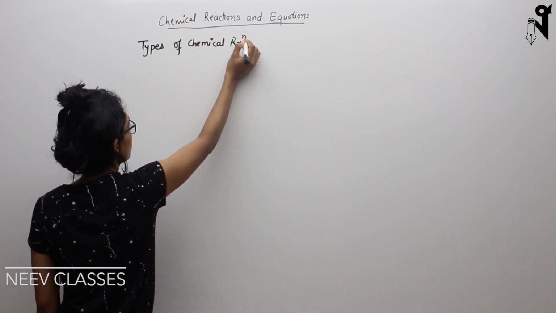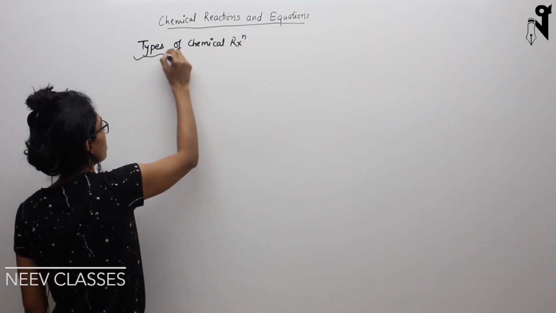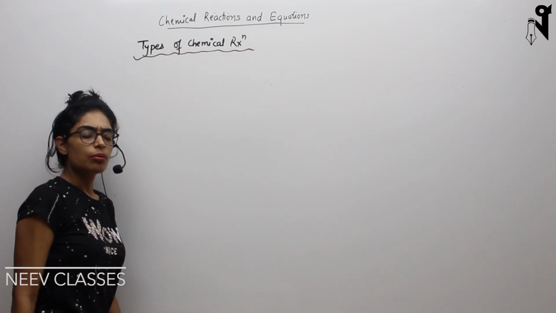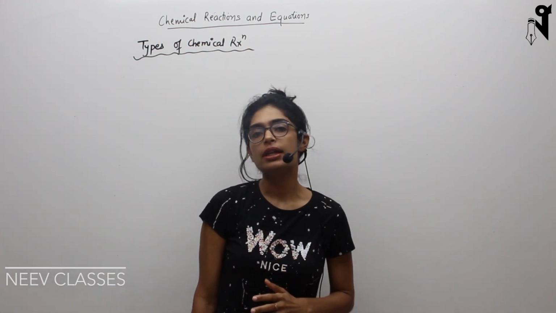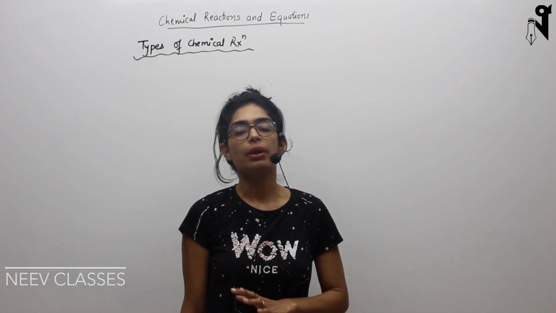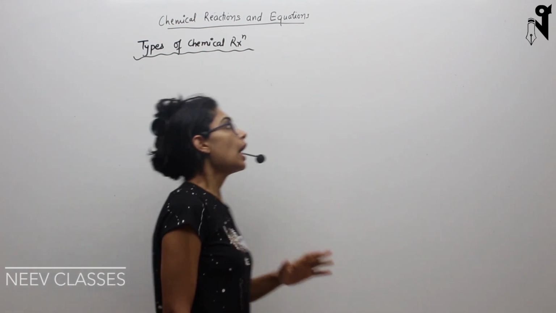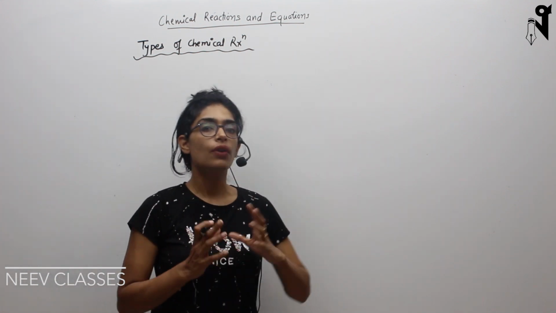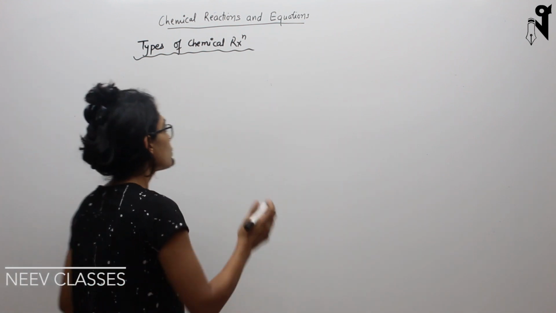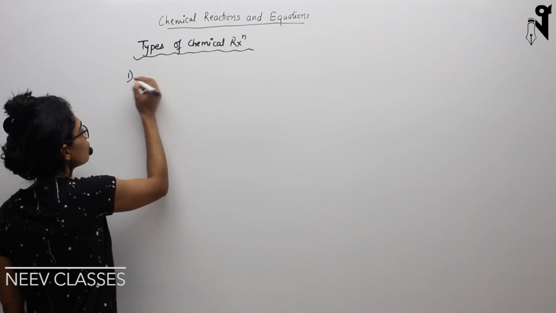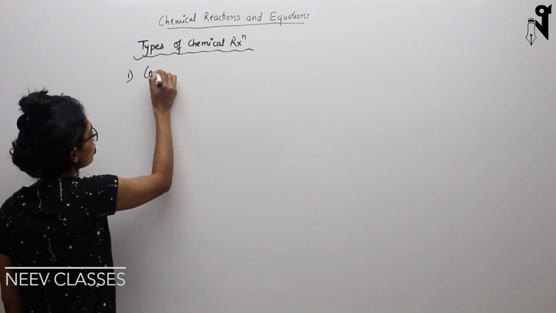So when we talk about reactions, there are millions of reactions happening all around. Millions of reactions happening. But still we can broadly categorize them into 5 different types of chemical reactions. Those chemical reactions are the basis of understanding how exactly the reactions are taking place. So what are the different types of chemical reactions? First is combination reaction.